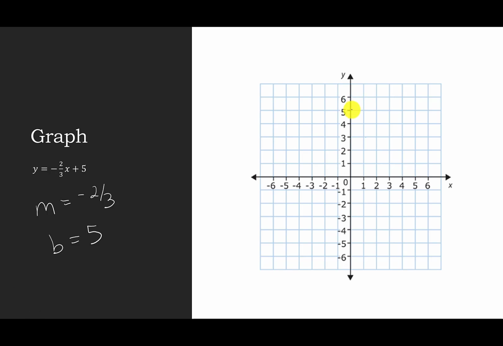So I go to 5, and I put a dot, and then the slope says -2/3, so I'm going to go down 2, and then over 1, 2, 3. There's my second dot. So we're using that slope to say what happens, but the number in the numerator goes first. So it'll go up when it's positive, down when it's negative, and then always to the right. Once you have the two dots, you can connect them.